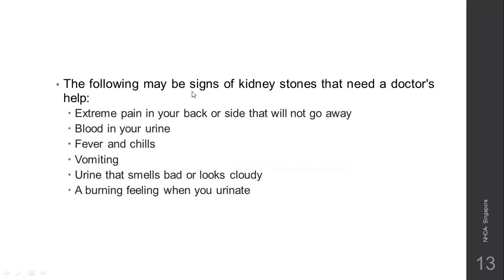So these are the signs and symptoms which you may observe if you have kidney stones and you require a physician's consultation. If there is an extreme pain in your back or side that is not going away, that means you may have a kidney stone. It's a colicky pain, a sudden, sharp pain that starts from the back or side of your body and moves forward towards your groin.